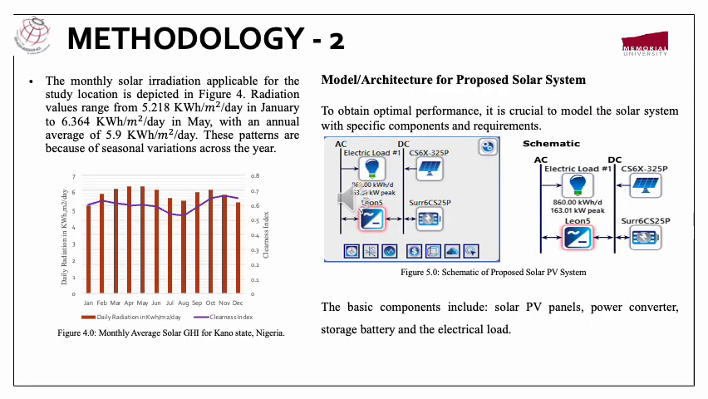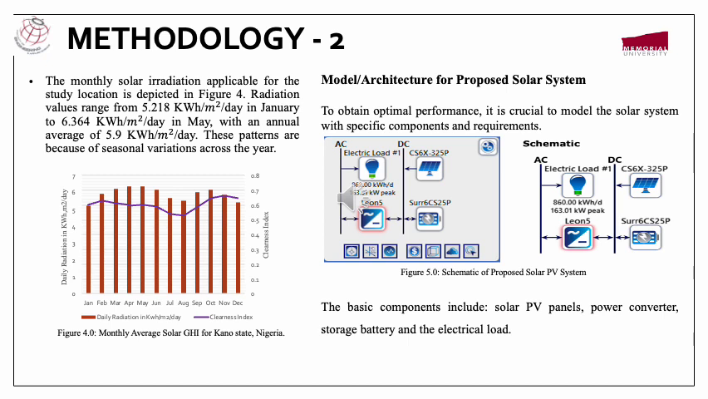Now, figure 4 here shows the monthly solar irradiation for our chosen study location, varying from 5.218 kilowatt hours per meter square per day in January to up to 6.364 kilowatt hours per meter square per day in May, averaging about 5.9 kilowatt hours per meter square per day annually due to seasonal changes.